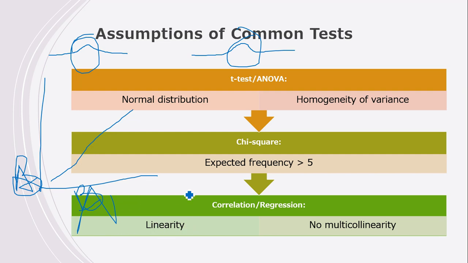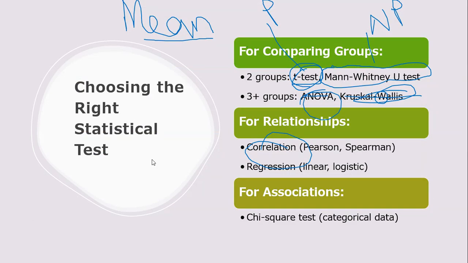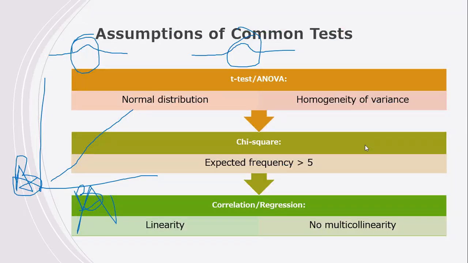So for correlation, the Pearson correlation test can only be used if your data is spreading in a linear pattern. And if it doesn't, you're going to use the other one called Spearman correlation. If your data is linear, you use Pearson. If it's not, you use Spearman, okay?